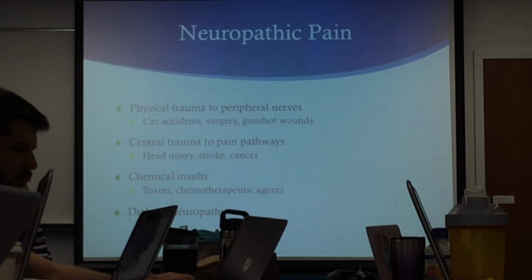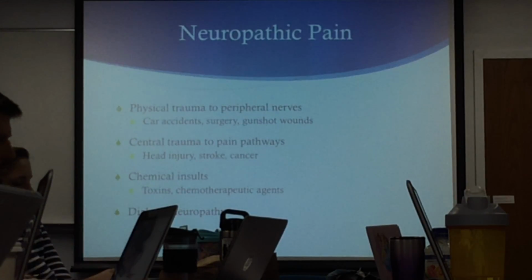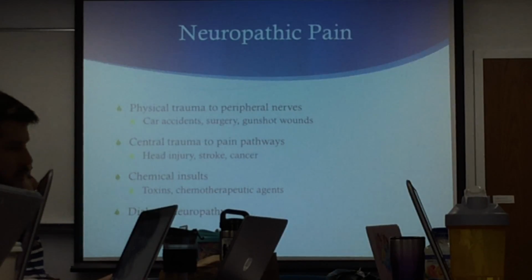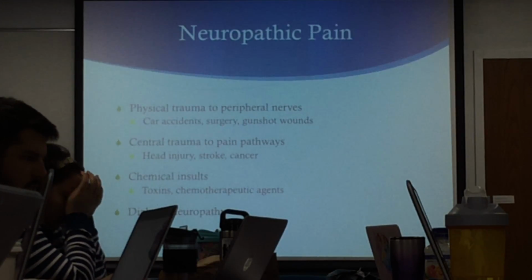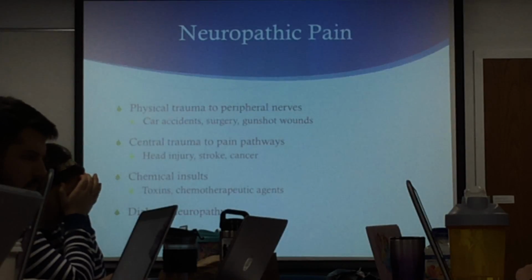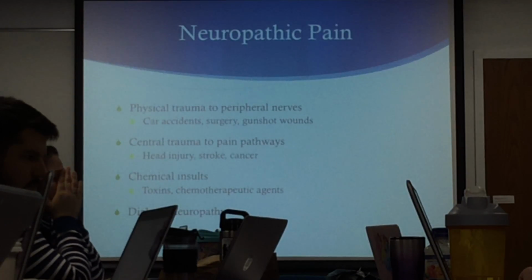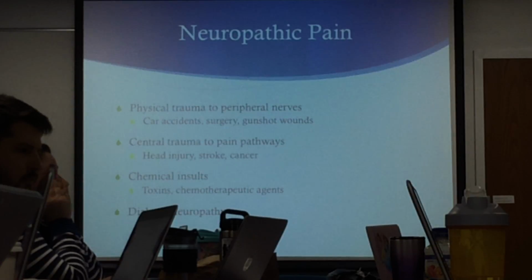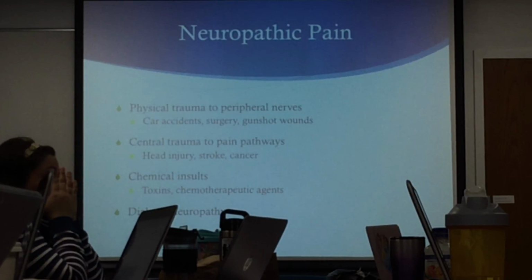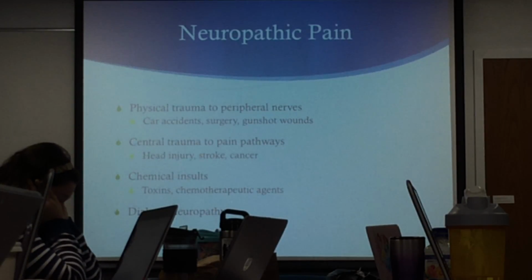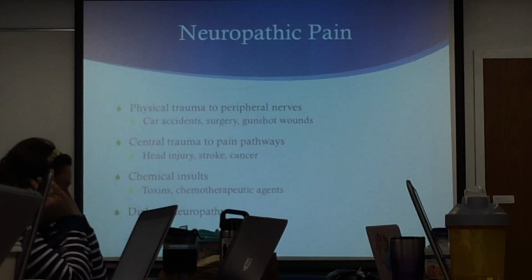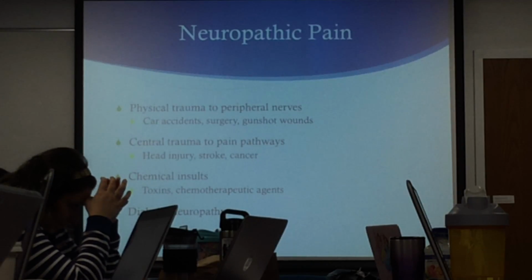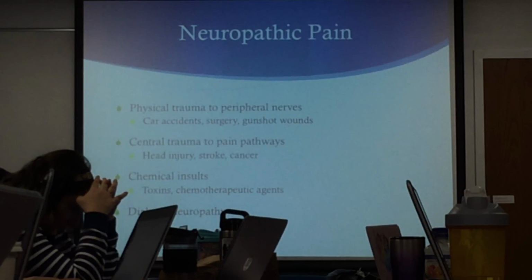So neuropathic pain can arise in many different ways. The most common way is physical trauma, so you have a car accident, sometimes even surgery, war wounds, gunshot wounds, things like that. With physical trauma, you damage the peripheral sensory nerves, and when they heal, they reorganize in ways where they sense things as painful that shouldn't be. So normal sensations are sensed as pain.